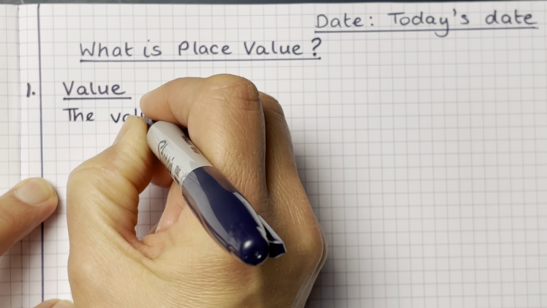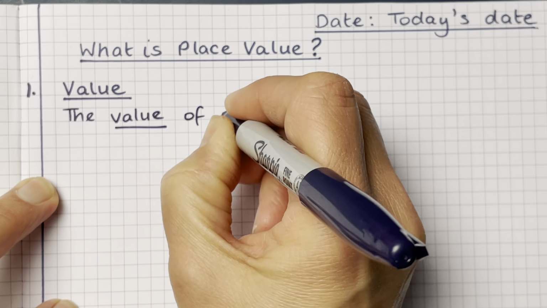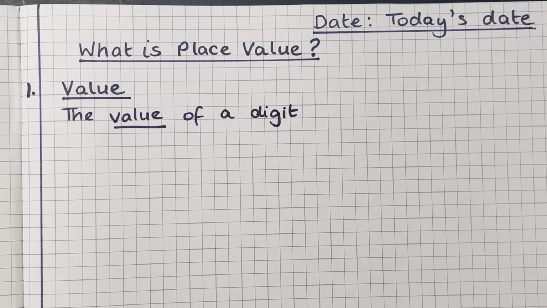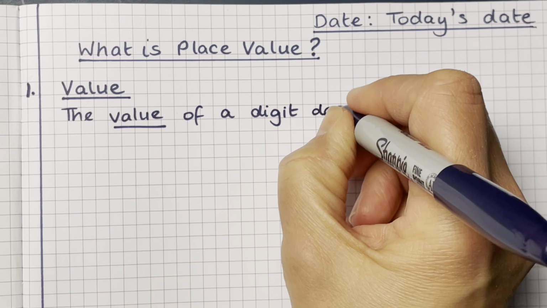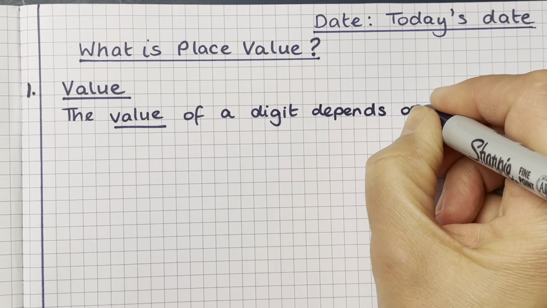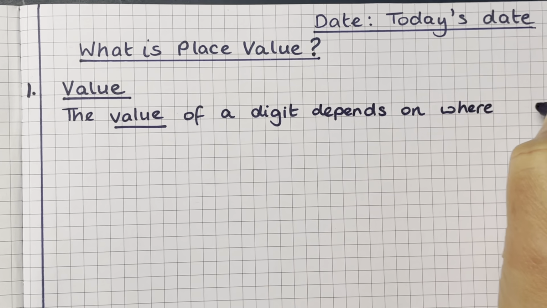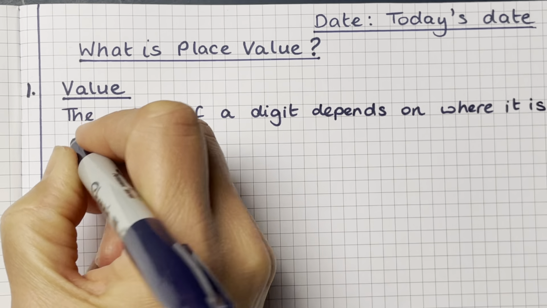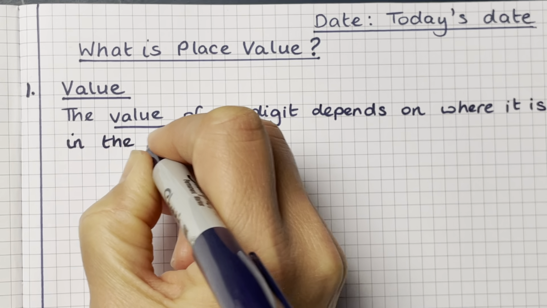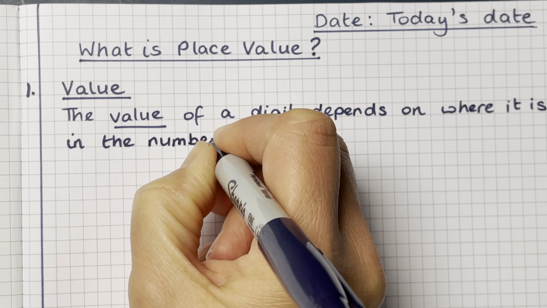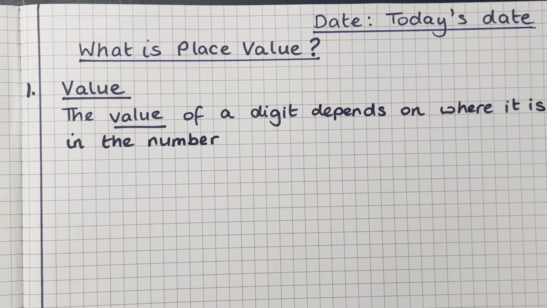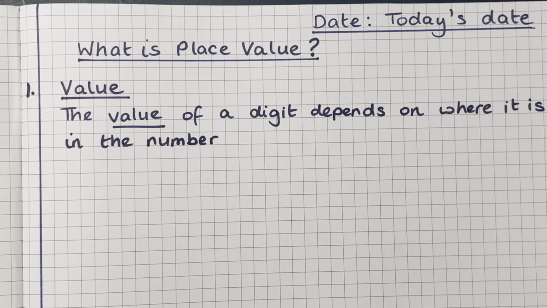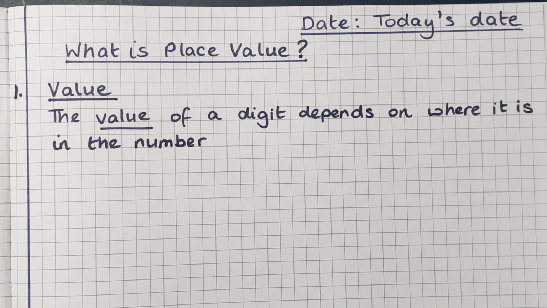The value of a digit depends on where it is in the number. I'm going to give you an example. So the value of a digit depends on where it is in the number.